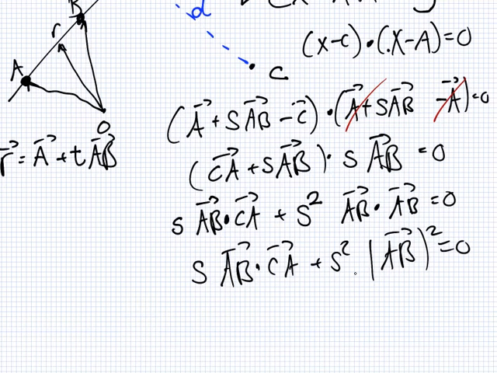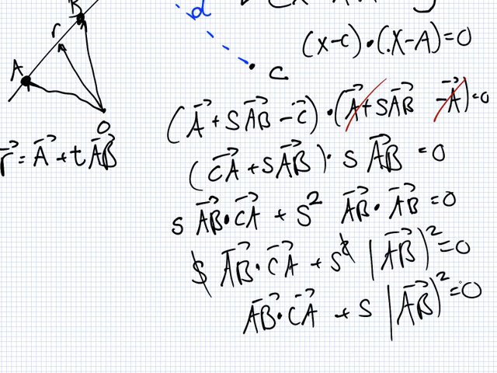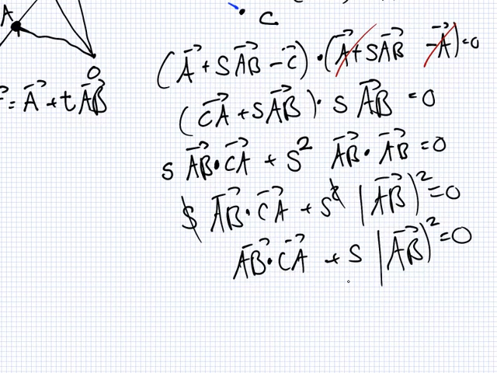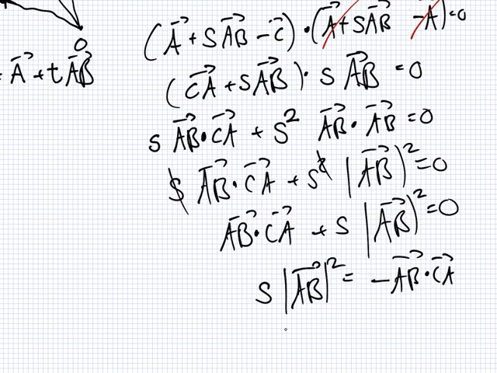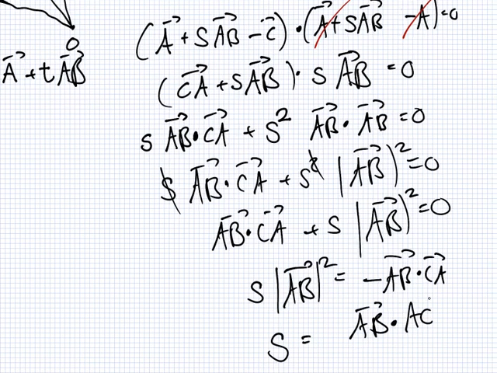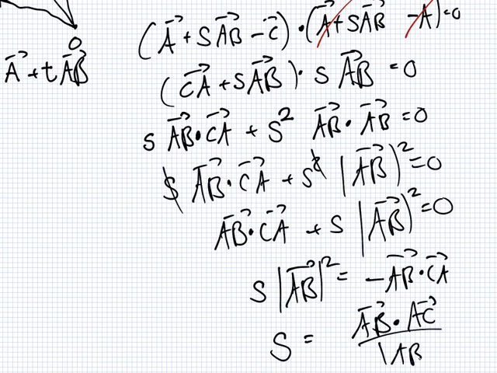So you can cancel S out. And you're left with AB dot CA plus S magnitude of AB squared equals 0. Okay, can I find S now? I can. I can get S magnitude of AB squared equals minus AB dot CA. And because of the minus, I can flip one of these. So I can get S equals AB dot AC over magnitude of AB squared.